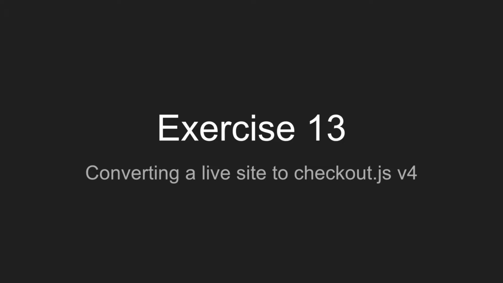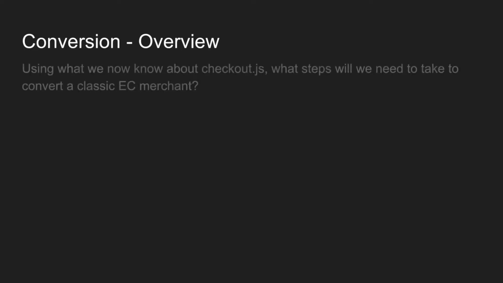All right, so now that we have converted a couple integrations from V3 to V4, we're going to do a little exercise that will actually implement V4 on a site that doesn't even have V3 integrated. So it's just a very classic full page redirect PayPal integration. So using what we know about Checkout.js, what steps will we need to take to convert a classic EC merchant?